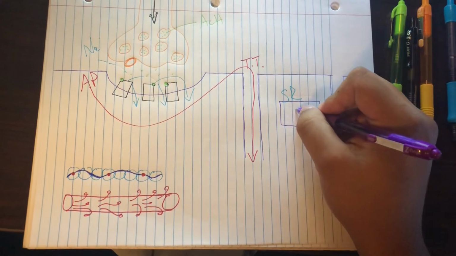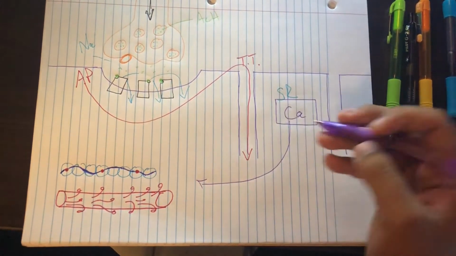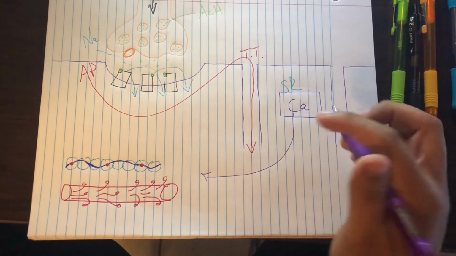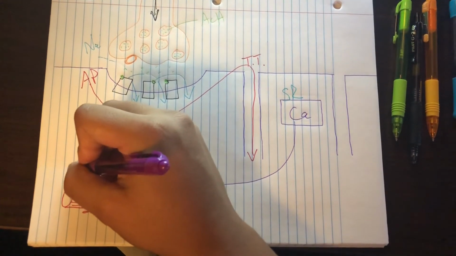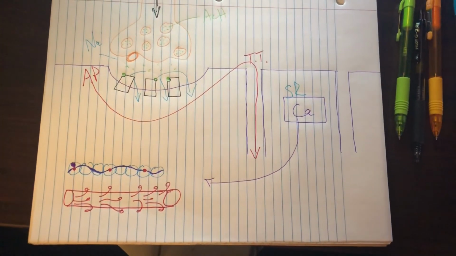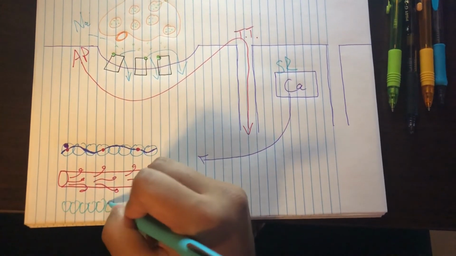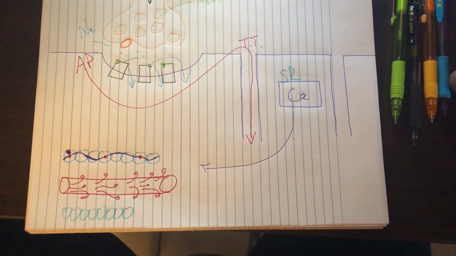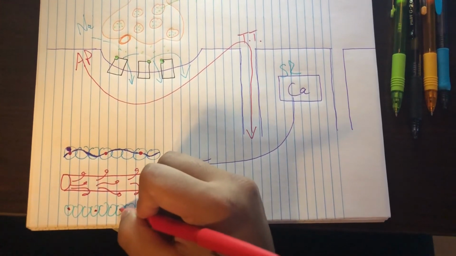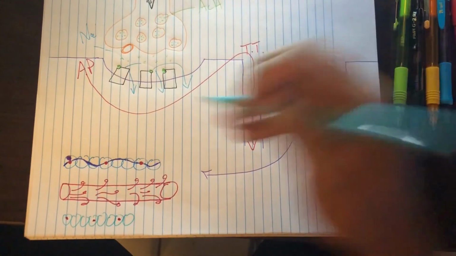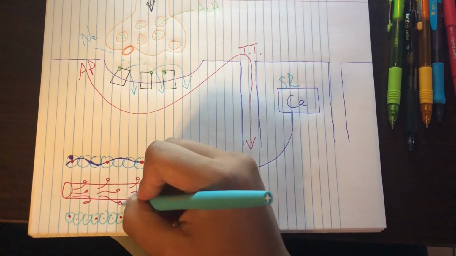SR houses calcium, which will then be released and travel down to the myofilaments. Here we have actin and myosin. Calcium is then going to bind to troponin, which would then cause a shift in the tropomyosin. This process is then going to expose active sites, and as a result, the myosin heads will pop up and bind to actin.